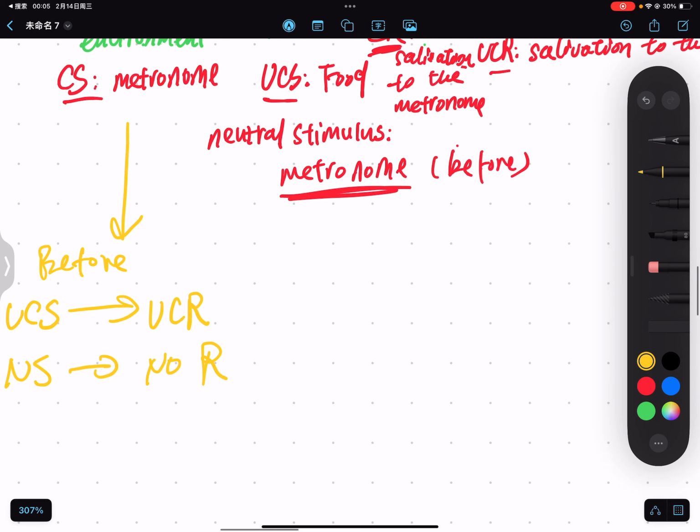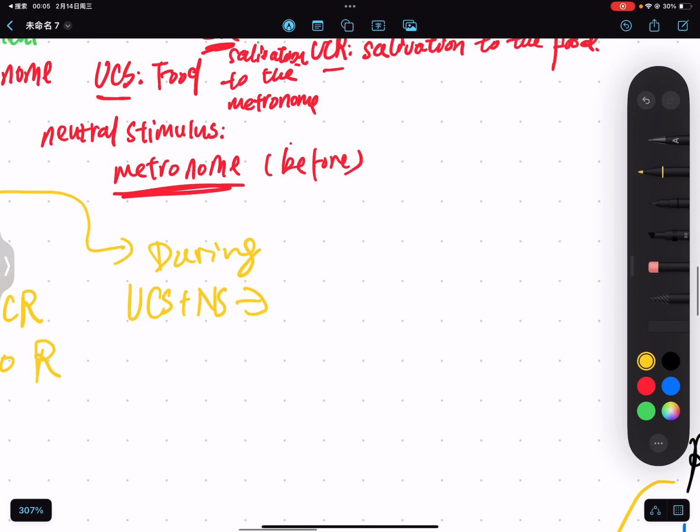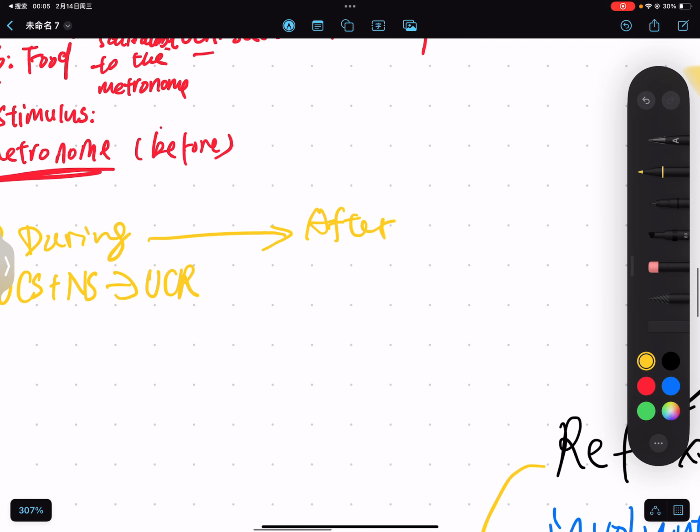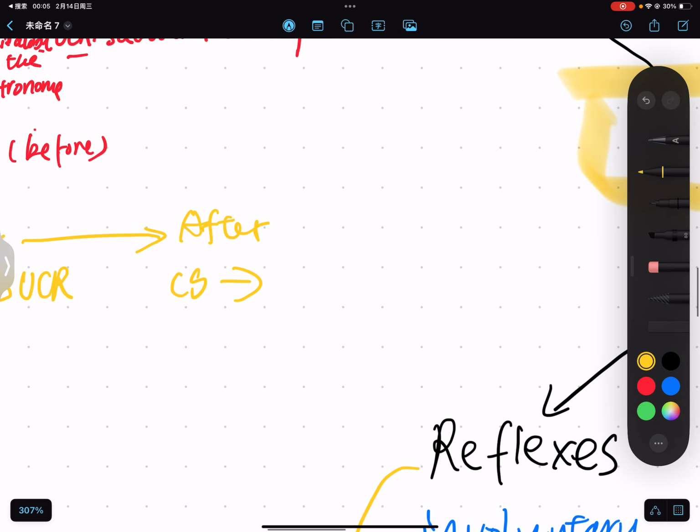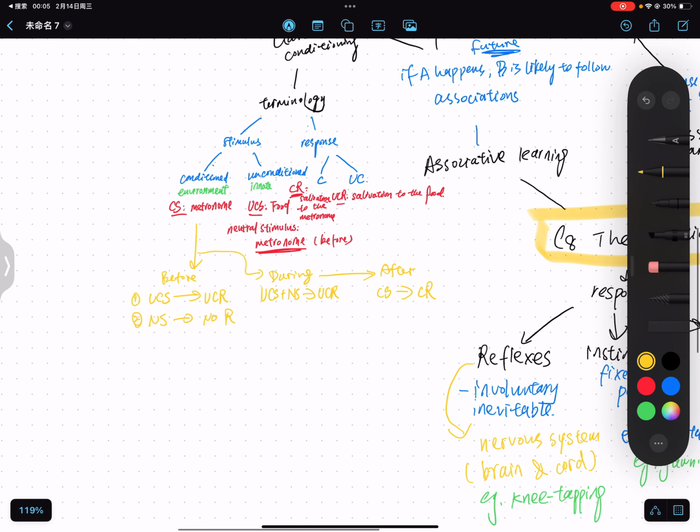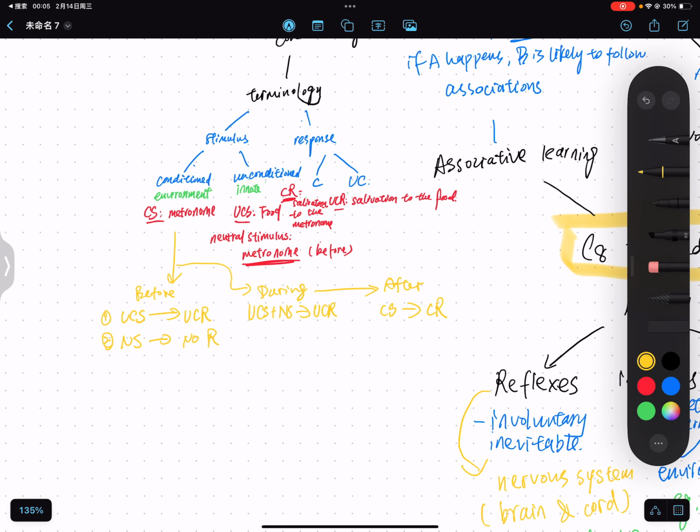And then during the classical conditioning, we have the metronome and food, so it is NS and UCS, and we have salivation to the food, it is UCR. So finally, in the last stage, after conditioning, we have the metronome, and then the dog will salivate, but this is because of the metronome, so CS to CR. And this is mainly the stages of classical conditioning.